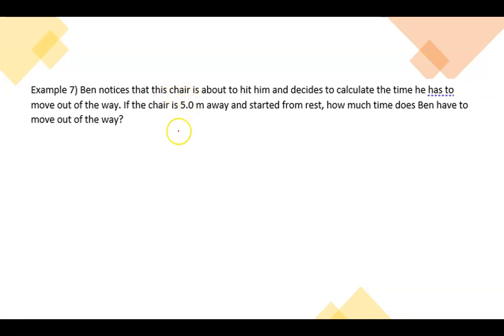Now he notices that it's about to hit him. It's accelerating towards him at 4.75 meters per second squared. He's got a distance of 5.0 meters away. We know it started from rest. We're told that in the problem. How much time does Ben have to move out of the way? Well, the fact is that Ben should just move out of the way and not actually calculate this, because otherwise he's going to get hurt. But Ben decides to do the calculation anyway.